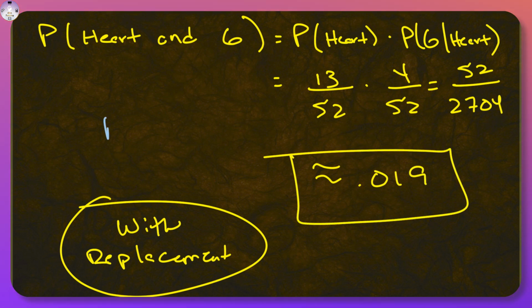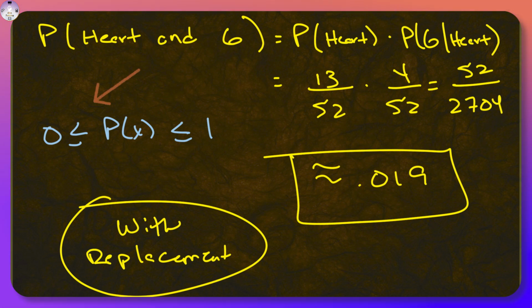Again, probabilities always fall between 0 and 1 inclusive. There's an infinite amount of numbers between 0 and 1 on the number line, and it can be any number in between those two numbers, including 0 and 1. In this case, 0.019 is also very close to 0. Not a very good chance that you're going to draw a heart, replace it, and then draw a 6.